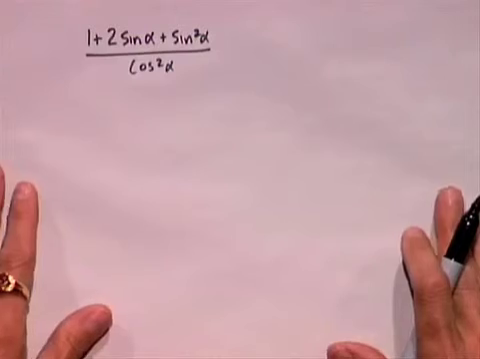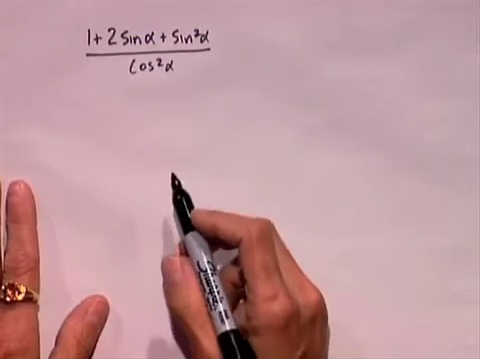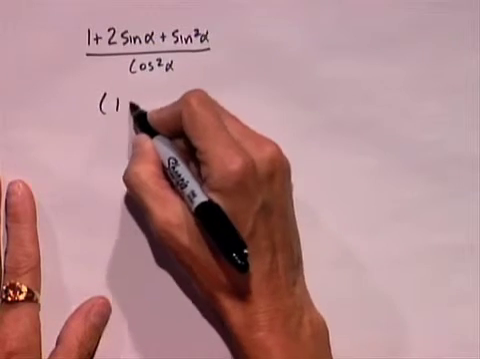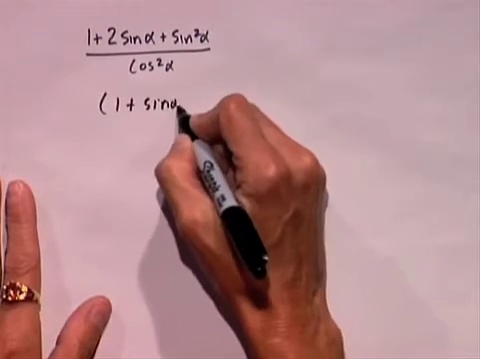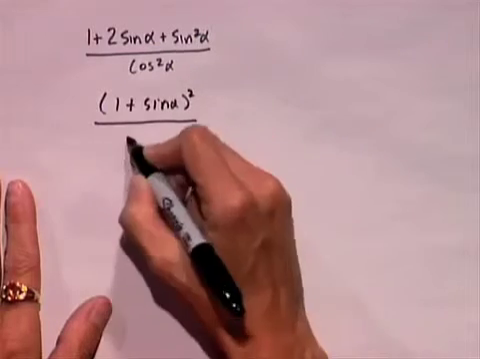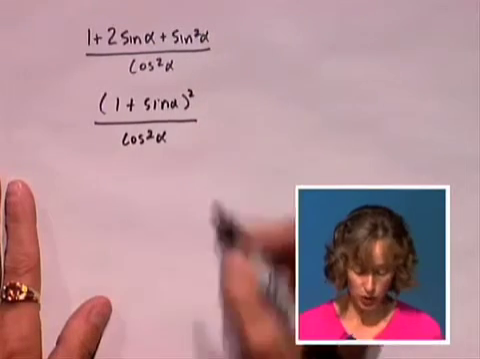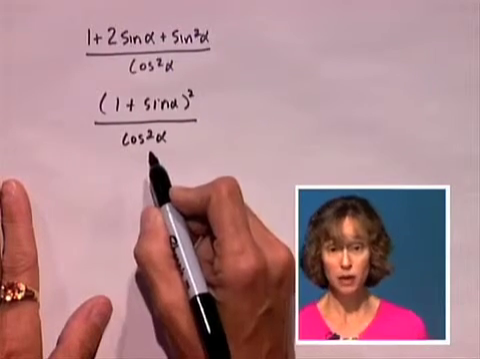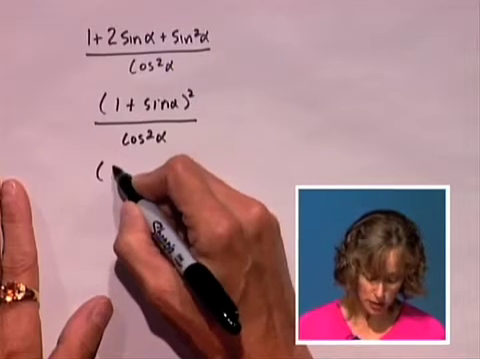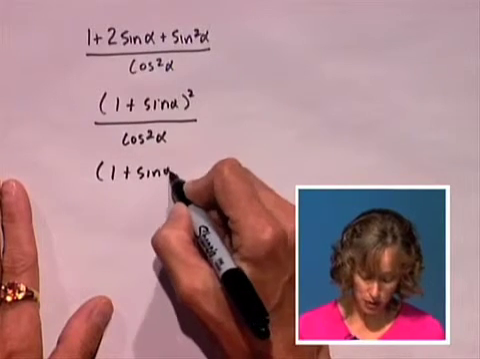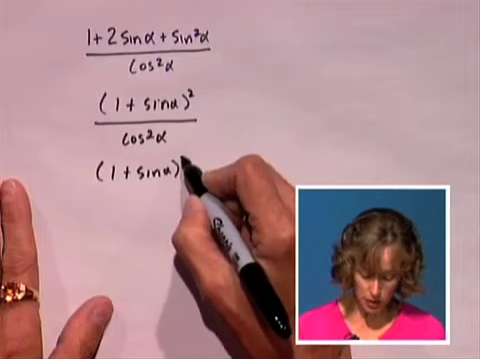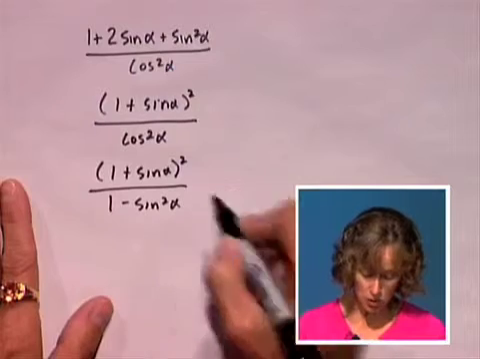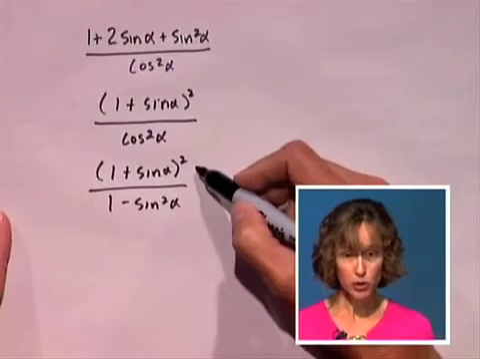So here's the right-hand side, and I need to do some things to it. The first thing I see is that the numerator factors into 1 plus sine alpha squared, and I have that over cosine squared of alpha. Now cosine squared of alpha is, by the Pythagorean identity, 1 minus sine squared. So let's keep the numerator for a moment, 1 plus sine alpha squared, but write the denominator as 1 minus sine squared of alpha.